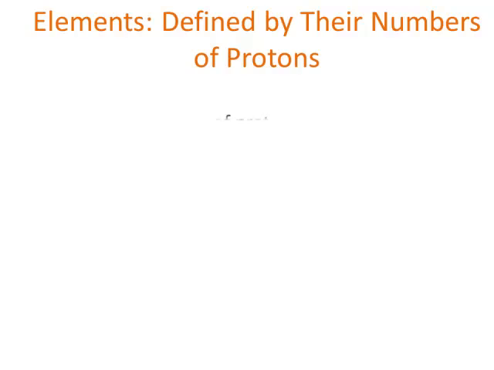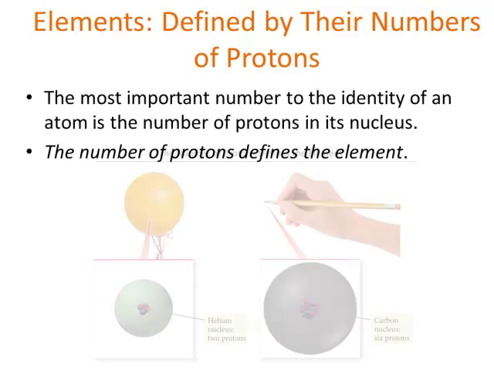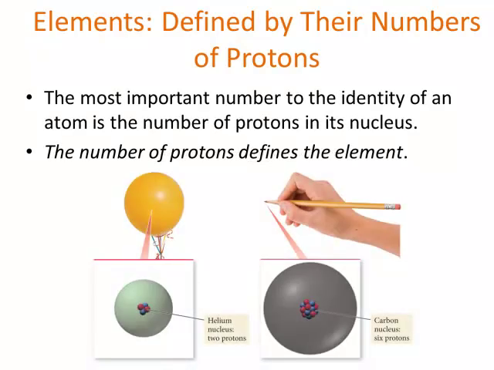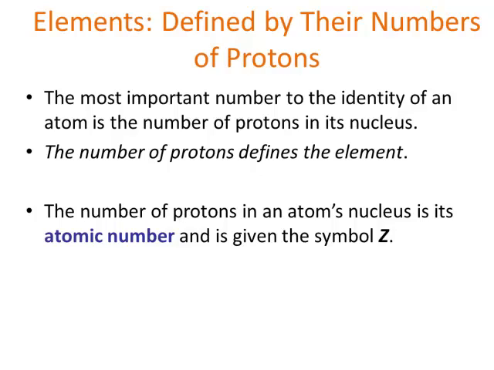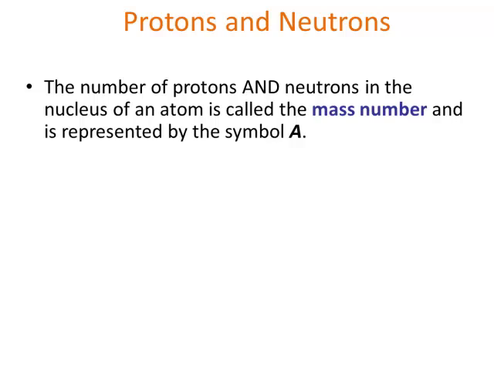Recall from the previous video that the number of protons in a nucleus defines the element. If a nucleus contains 2 protons, it's a helium atom. If a nucleus contains 6 protons, it's a carbon atom. The number of protons in an atom's nucleus is called its atomic number. The symbol Z is used to represent atomic number. The number of protons and neutrons in the nucleus of an atom is called the mass number.